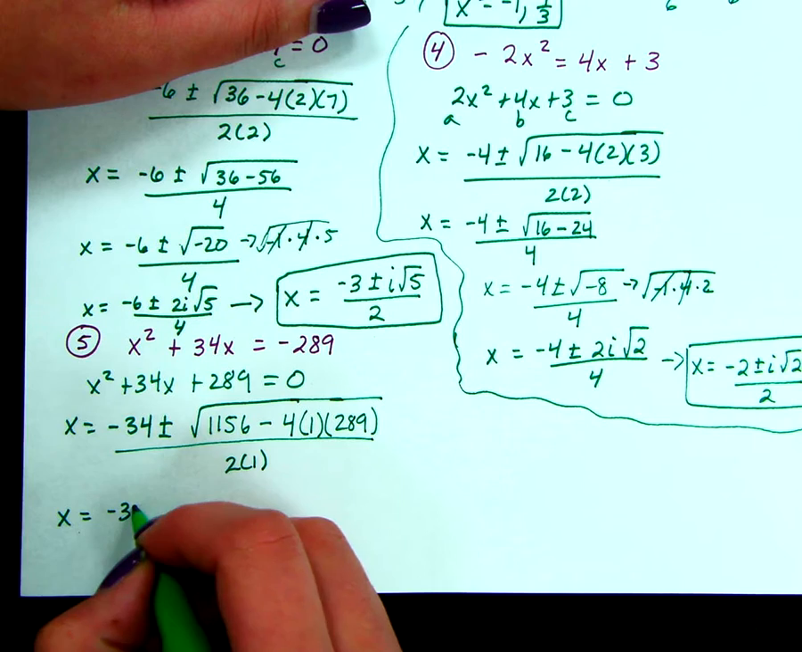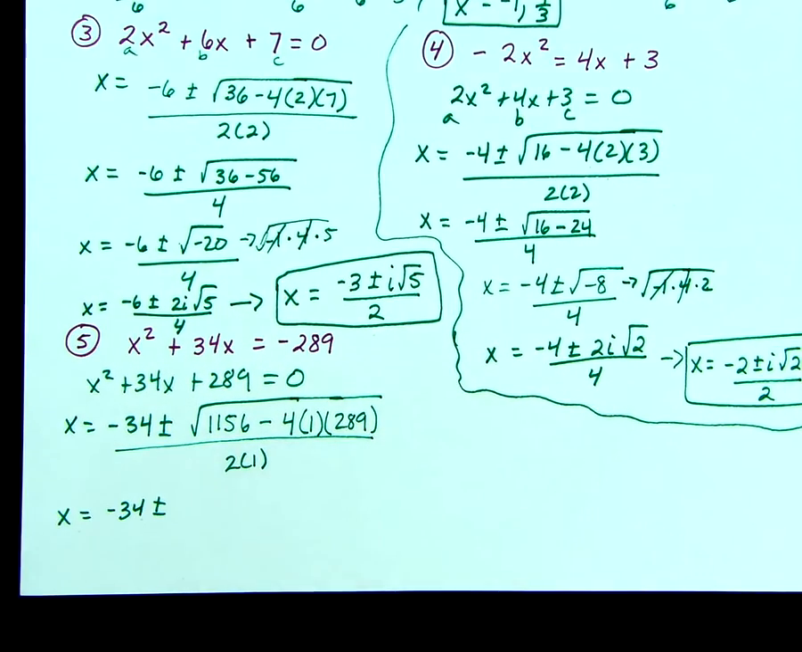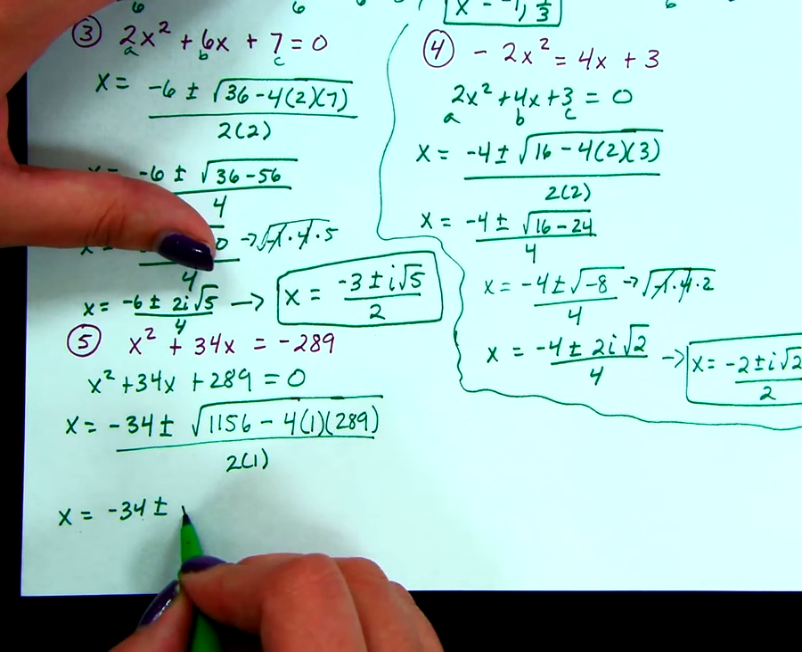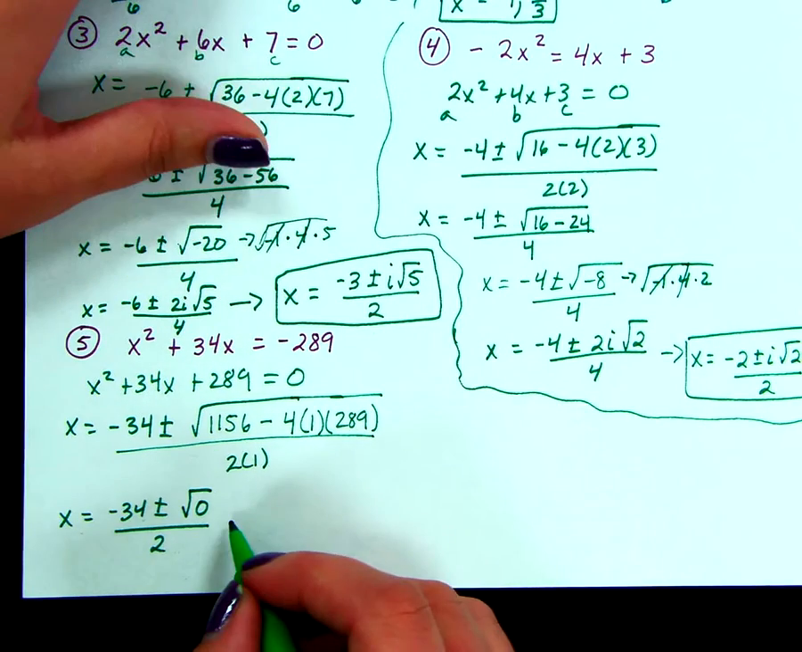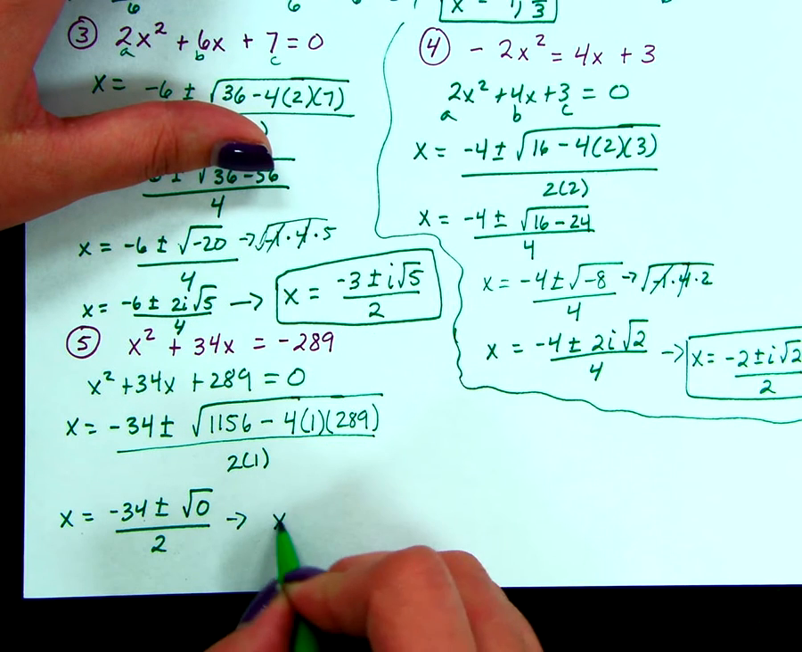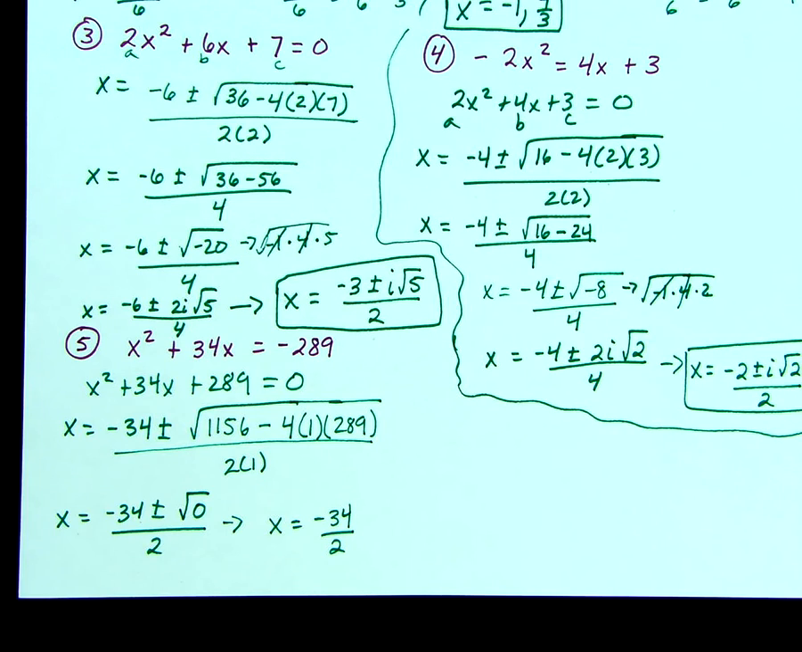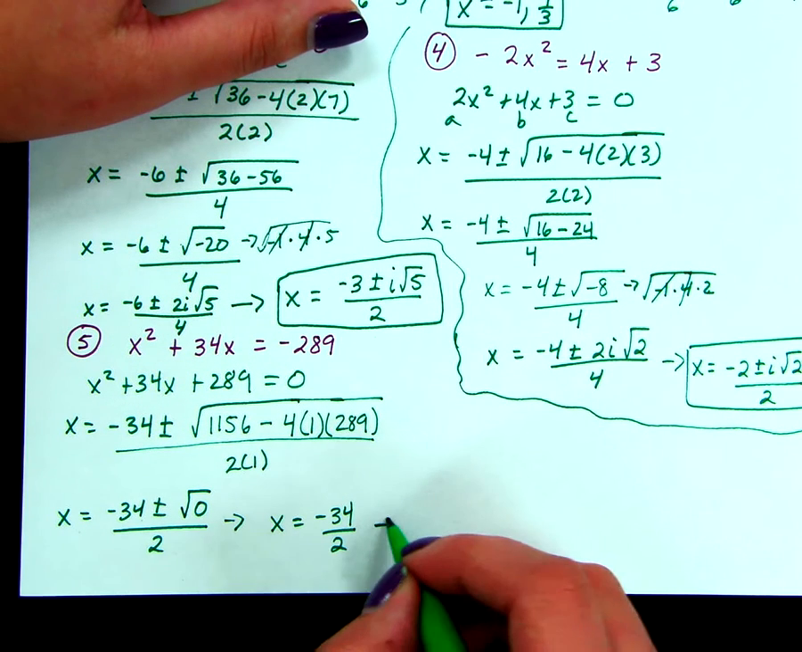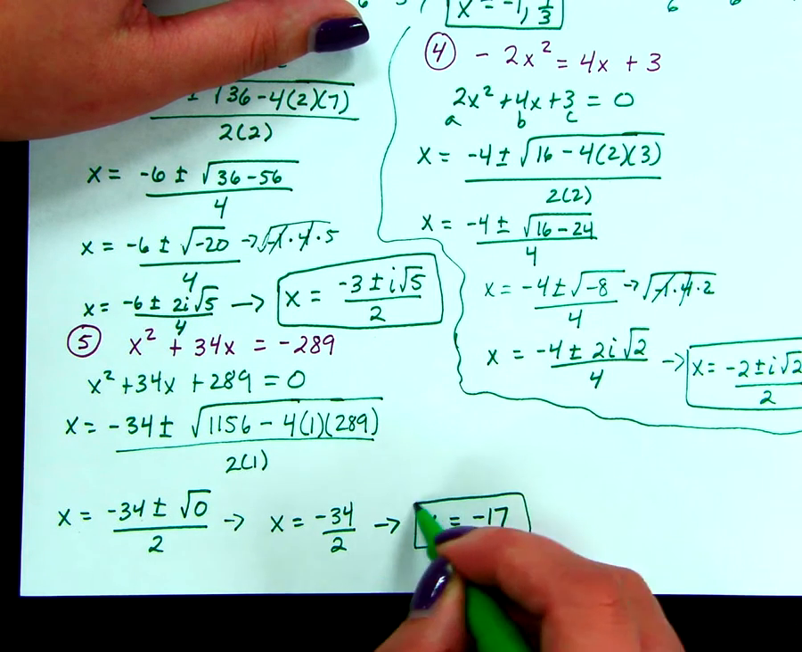So x equals negative 34 plus minus, and I'm just going to type everything underneath the radical into my calculator to simplify. So it's going to be 1,156 minus 4 times 1 times 289, which is going to end up simplifying to be 0. So the square root of 0 is just 0. So that means I have x equals negative 34 divided by 2. So negative 34 divided by 2 will give us negative 17. So for this one, we end up with negative 17 as our final answer.